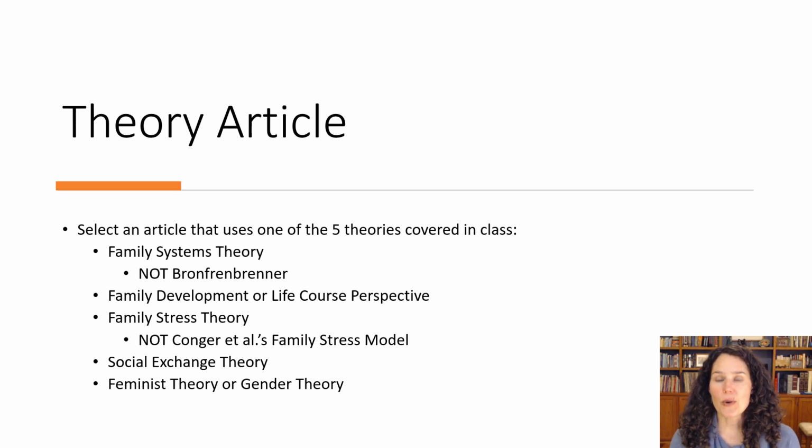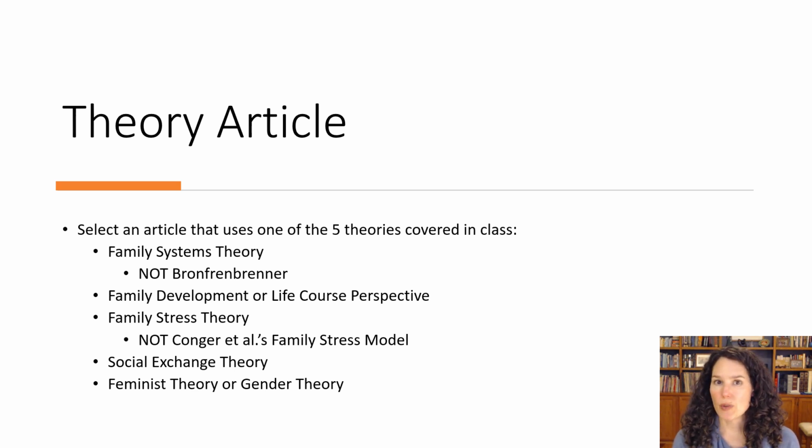Okay, so it's tricky to find a theory article, and so again, I really suggest that you look at the library handout. You're going to choose an article that uses one of the 5 family theories that we're covering in this class, and those are listed here.